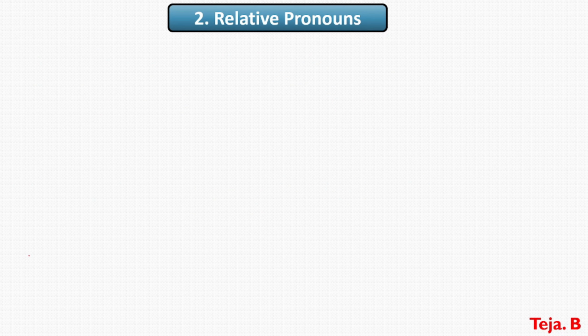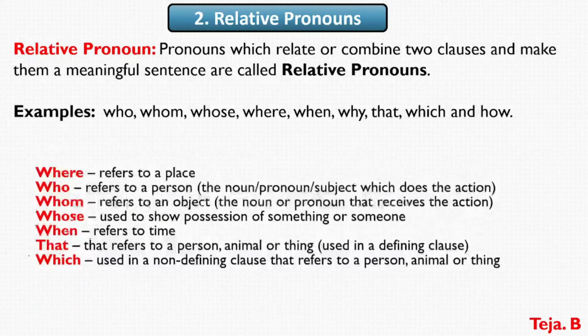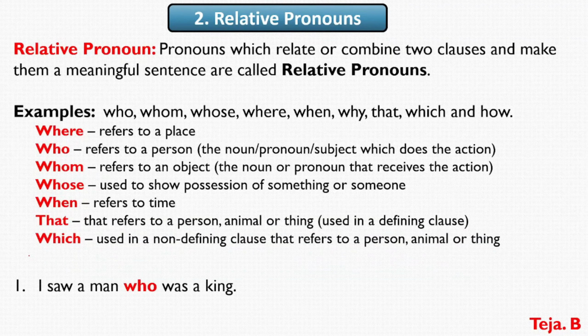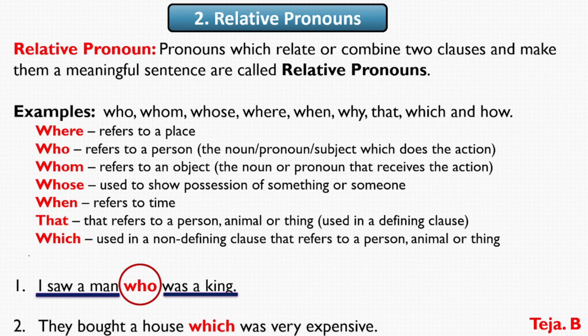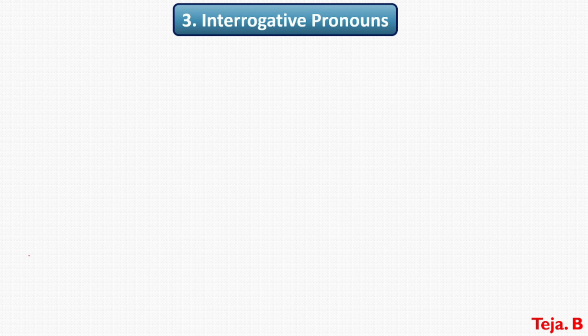Let's see the second one, relative pronouns. Pronouns which relate or combine 2 clauses, making them a meaningful sentence, are called relative pronouns. The title itself tells us what a relative pronoun is. For example, who, whom, whose, where are all relative pronouns. Here is an example: I saw a man who was a king. These 2 sentences are combined by who, that's why it's a relative pronoun. In the second example, they bought a house which was very expensive. These 2 sentences are connected by which.